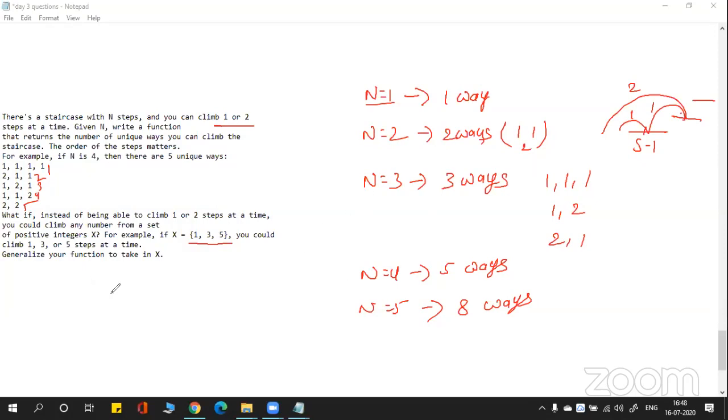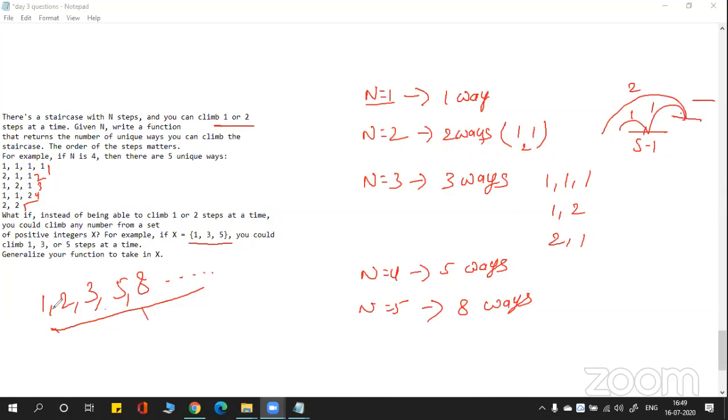If you observe all these numbers, all those ways: 1, 2, 3, 5, 8, and so on. Did you see any pattern here? Can you observe any pattern in these numbers? Yes, exactly. So what is the pattern here? Sum of previous two numbers.